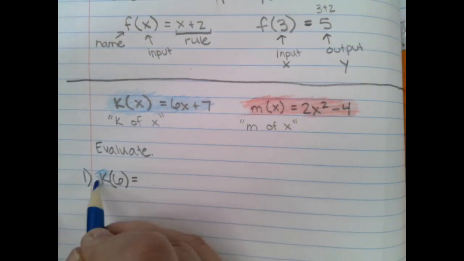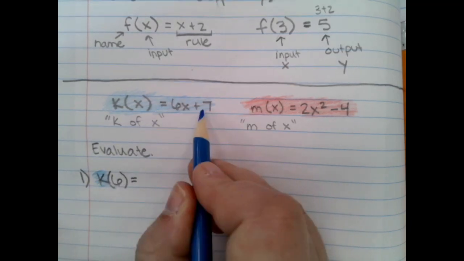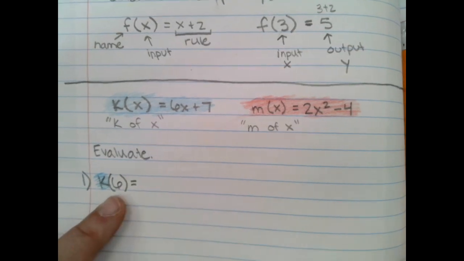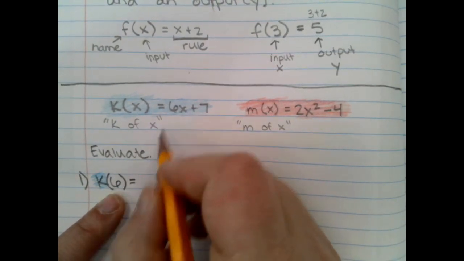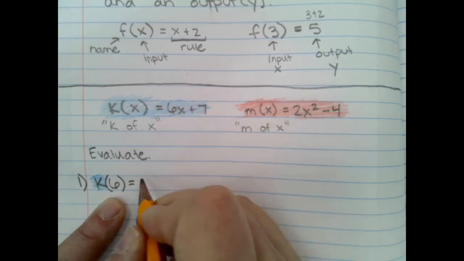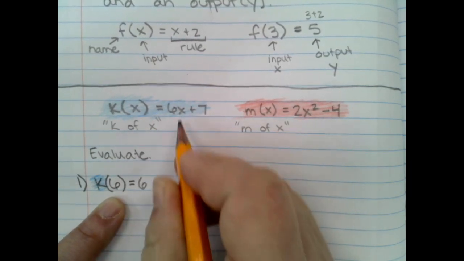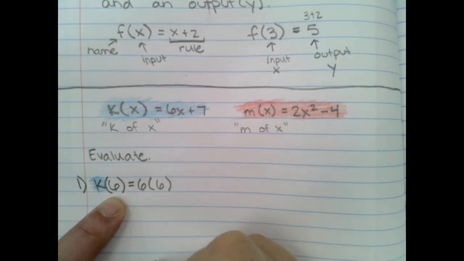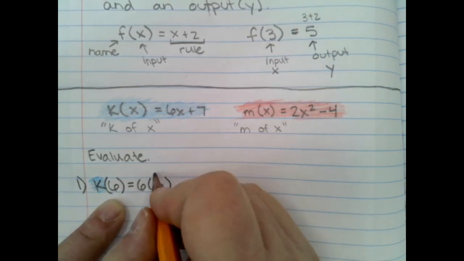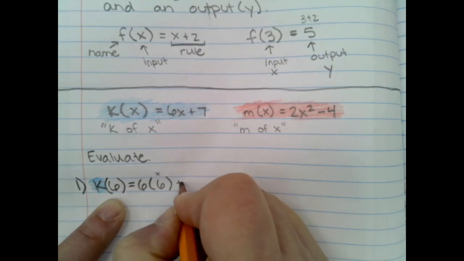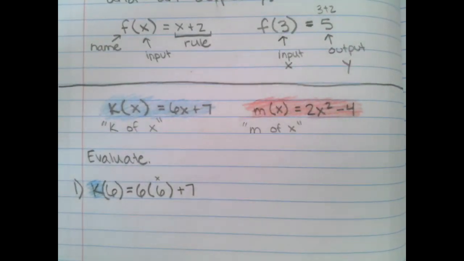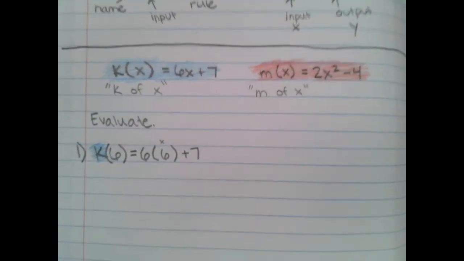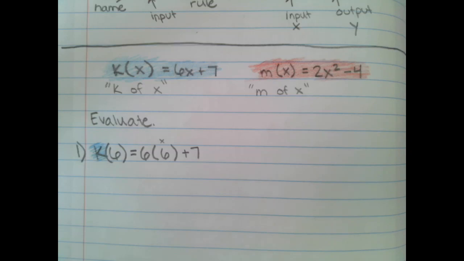Good, it starts with k. So we're going to take that k, and instead of using x, what are we going to put in for the x? 6. So it says k of 6. So it says 6x plus 7. So instead of x, we're going to do parenthesis 6, because that's our x, and then plus 7. A lot of 6. So many 6s.